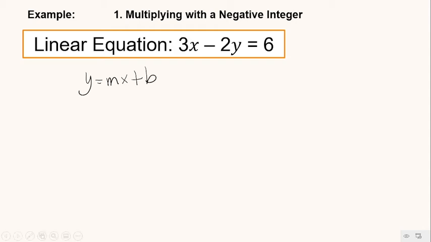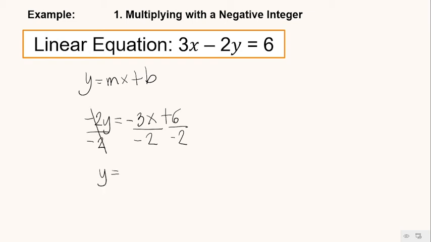So, we're going to isolate negative 2y in the left side. Then, we're going to transpose 3x to the right side. So, that will become negative 3x plus 6. So, para maging y lang itong nasa left side natin, we're going to divide all the terms with negative 2. So, cancel natin. That is y is equal to positive 3 over 2x minus 3.